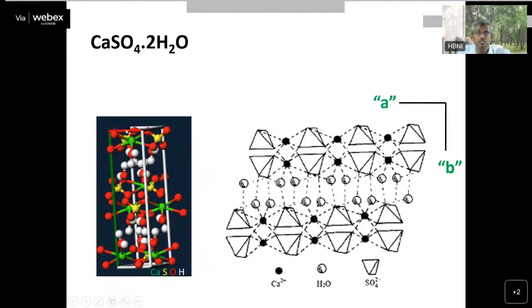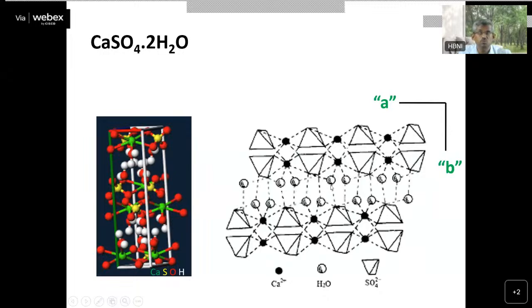4 are on the surface, 2 above, 2 below. So 4 plus 2 plus 2, that is 8. 4 here on these green bonds, oxygen. And 2 above, and 2 below. It is CaO8 polyhedra. And then we have SO4 tetrahedra. SO4 tetrahedra is indicated by the yellow color. One oxygen here, one oxygen here, one oxygen here, one oxygen, SO4 tetrahedra. They are corner shared, and H2O molecules are in between.